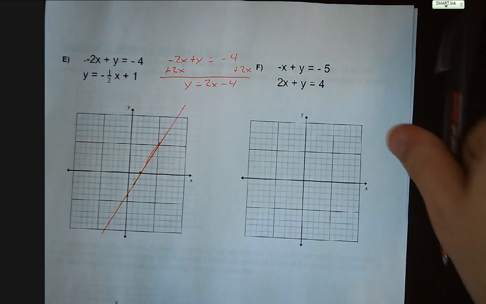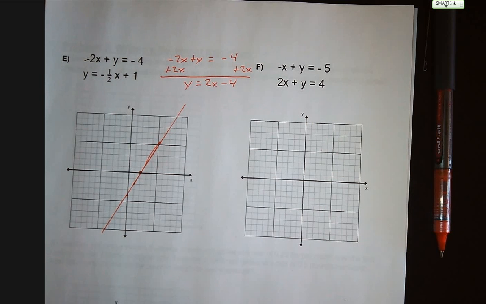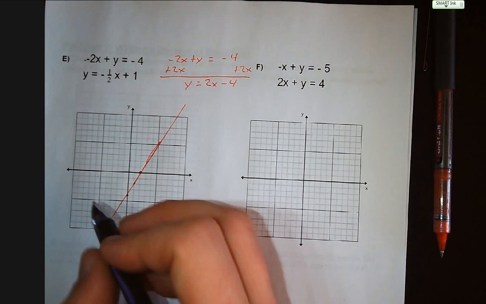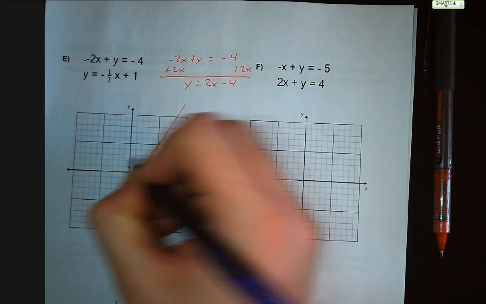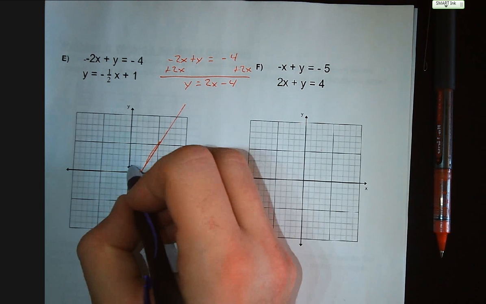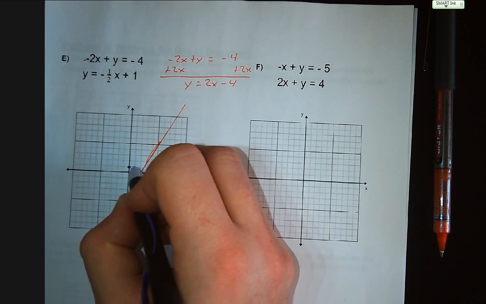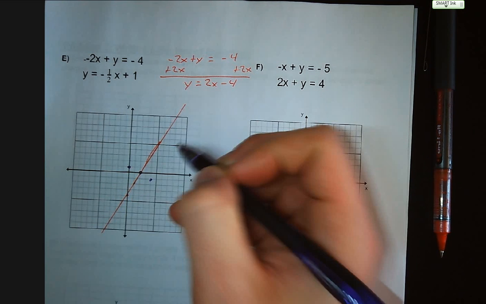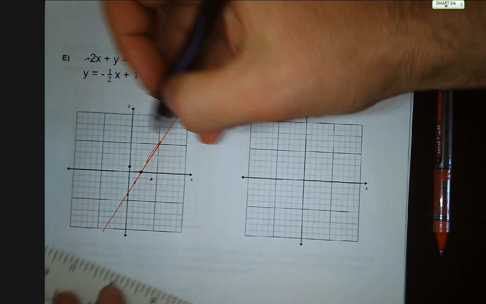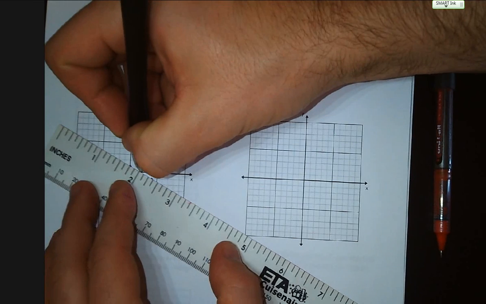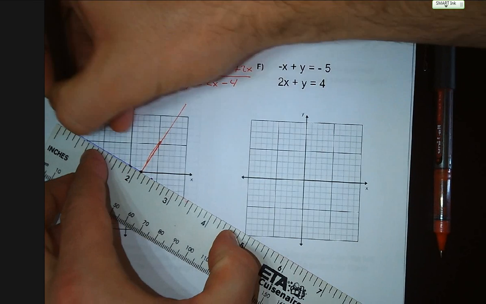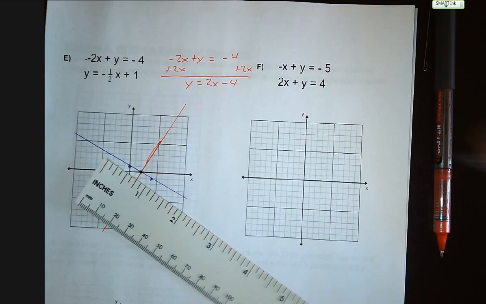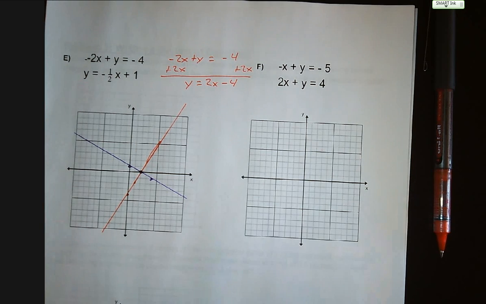All right. And our second equation already was in slope-intercept form, so we have a y-intercept at positive 1, and our slope was negative 1/2, so we're going down 1 and to the right 2. And we can connect those dots. And we have a solution clearly right there at 2, 0.